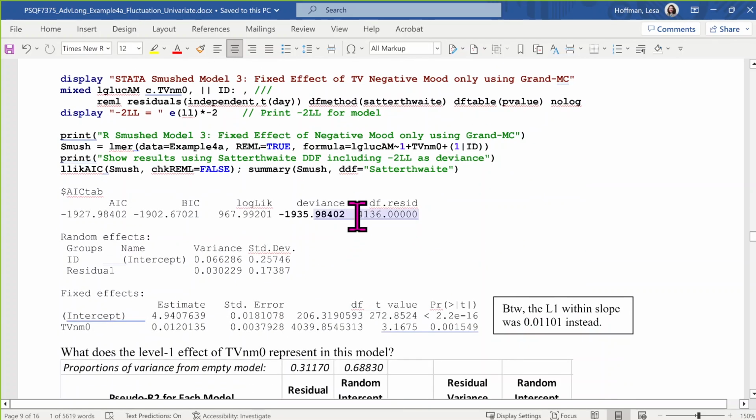We did look at the first model last time, but just to review, I am looking at an analysis predicting daily glucose from daily negative mood, and daily negative mood still has its level 1 and level 2 parts in it. So just adding one fixed effect here. And as you can tell from the name of the object in R, this is the smushed model.